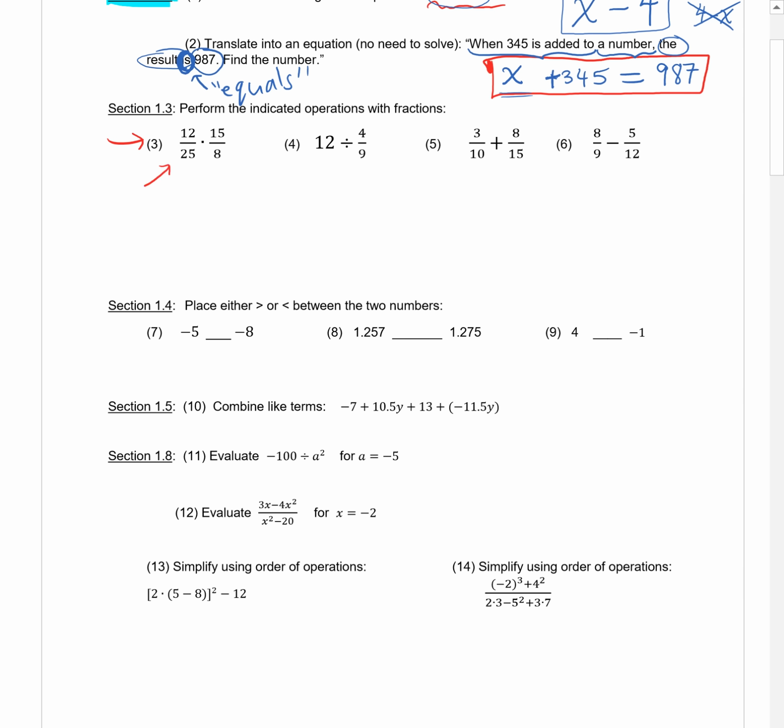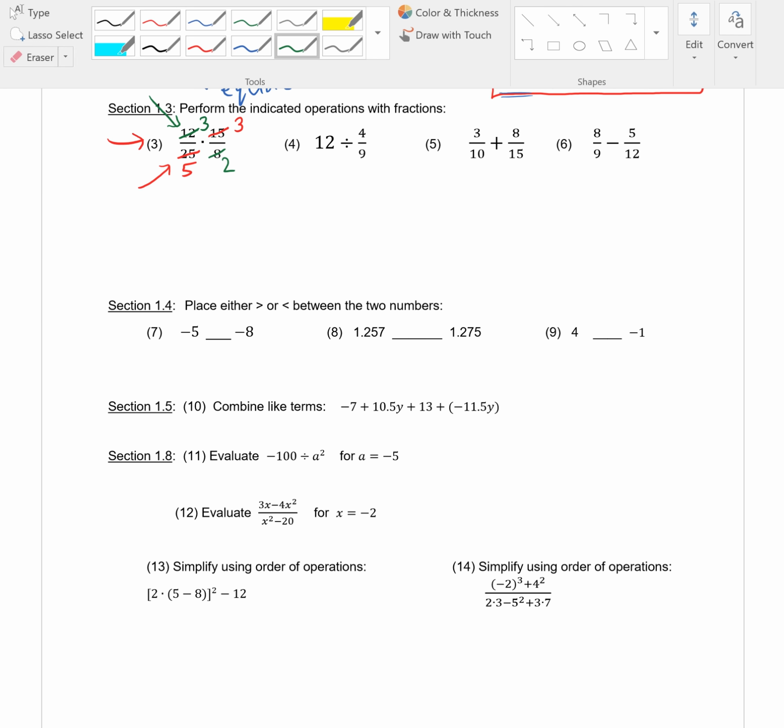Like I see here that 25 and 15, they're both divisible by 5, so I might reduce them real quick here. 15 divided by 5 is 3. 25 divided by 5 is 5. So that's one type of reducing we can do. On the other diagonal, I see that 12 and 8, those are also reducible by 4. 12 divided by 4 is 3. 8 divided by 4 is 2.